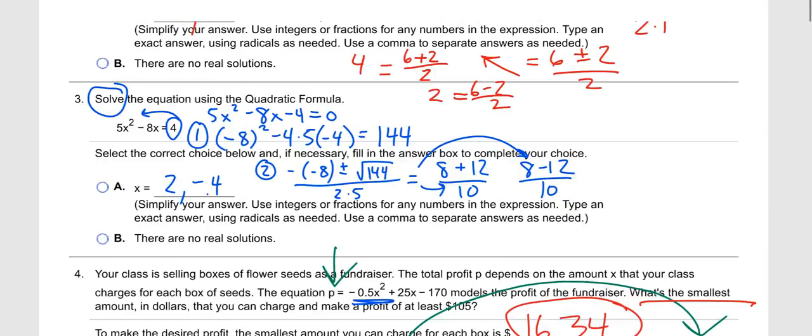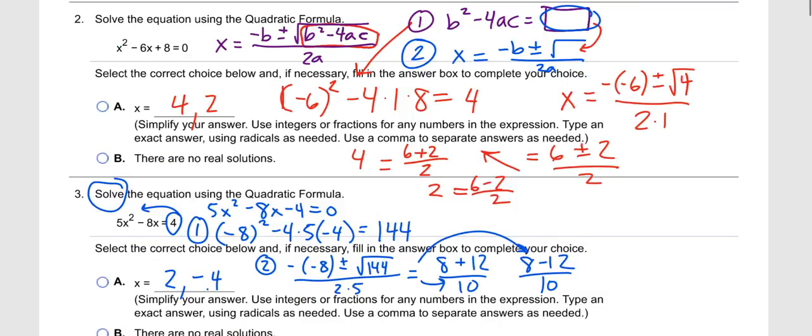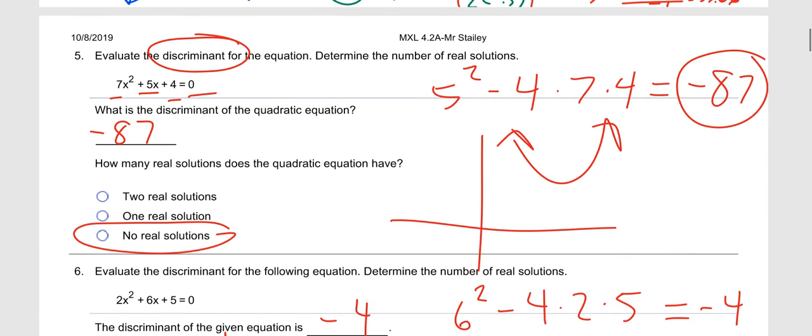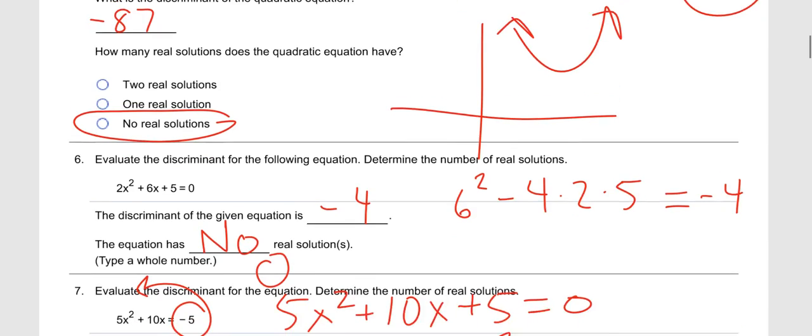This one? That one? Correct. Correct. No solutions.